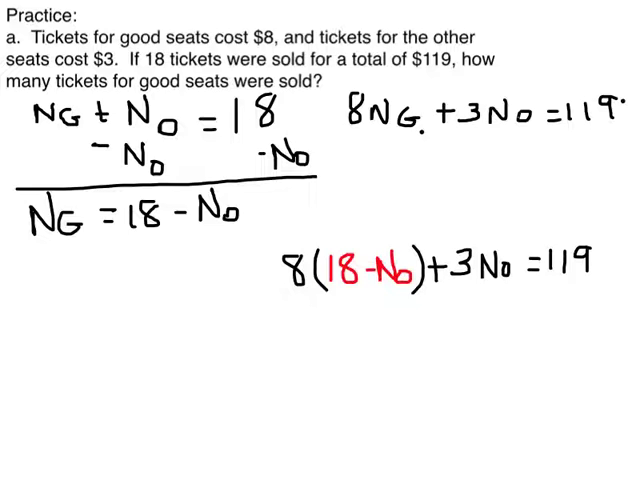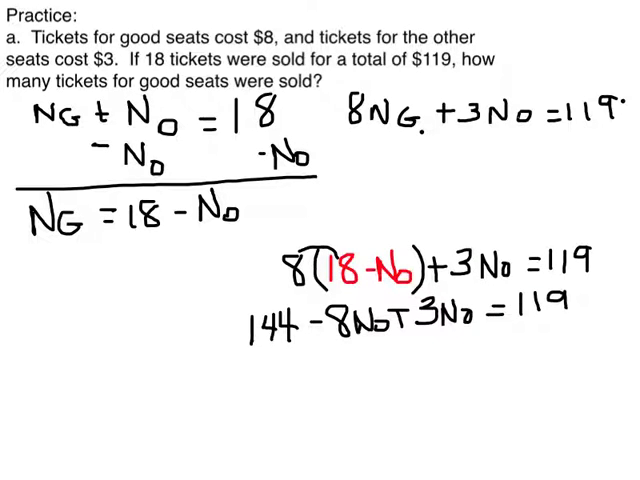So let's do our distributive property. 8 times 18 is 144. 8 times negative NO is negative 8 NO plus 3 NO equals 119. Now we've got like terms here that we can combine. So negative 8 and positive 3. We have 144 minus 5 NO equals 119.